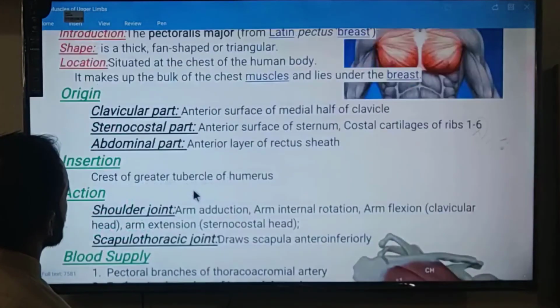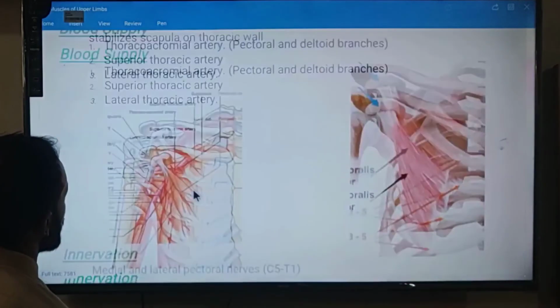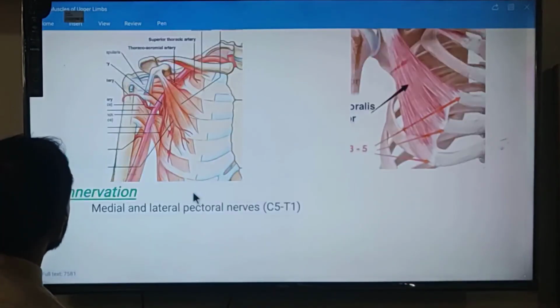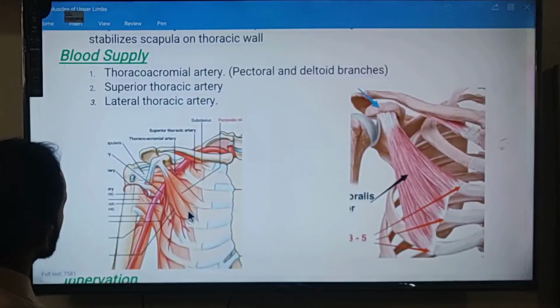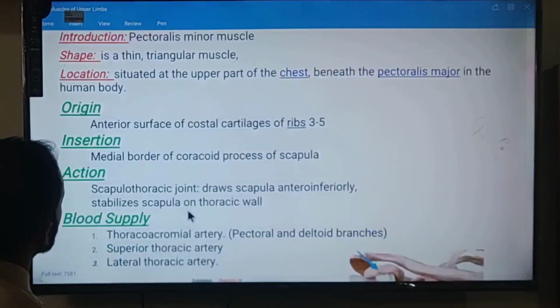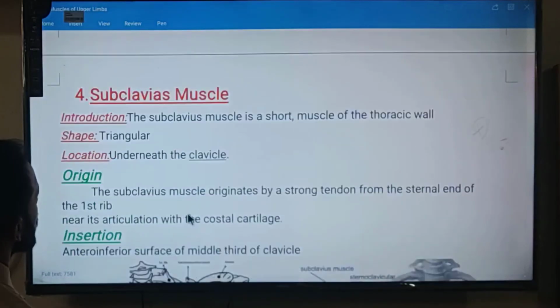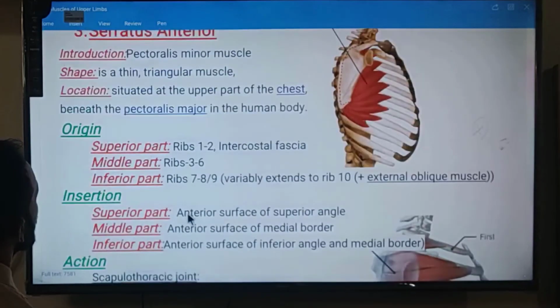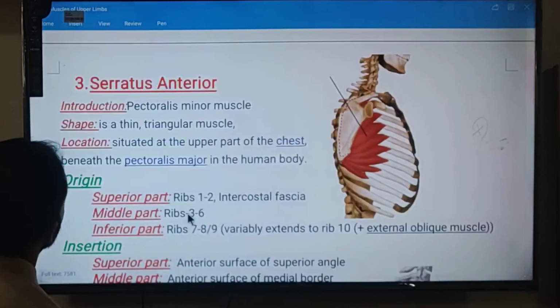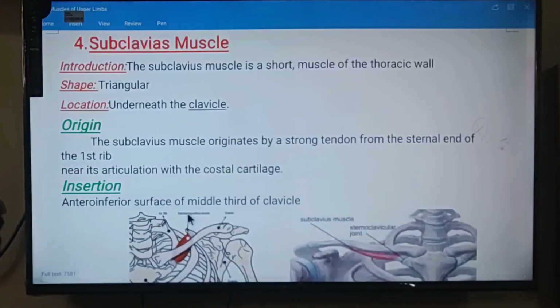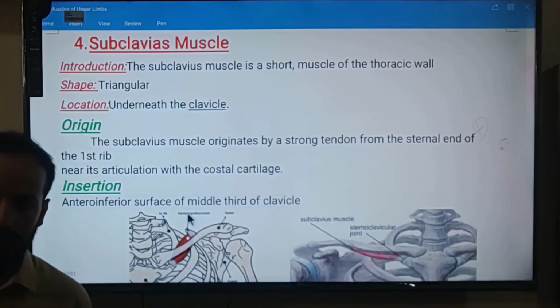In the previous lecture we discussed the pectoralis major muscle, right? This was about the innervation of the pectoralis minor muscle. Now in the next lecture we will discuss the third muscle present in your pectoral region, that is called the serratus anterior muscle. So that will be discussed in the next lecture, friends.